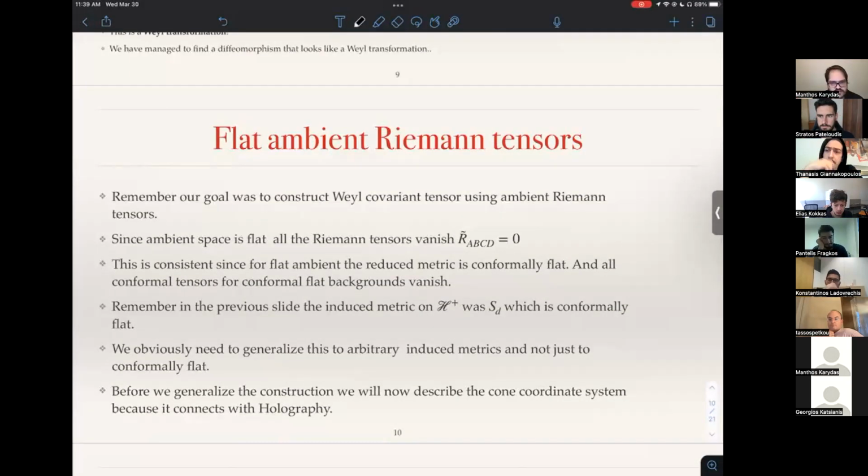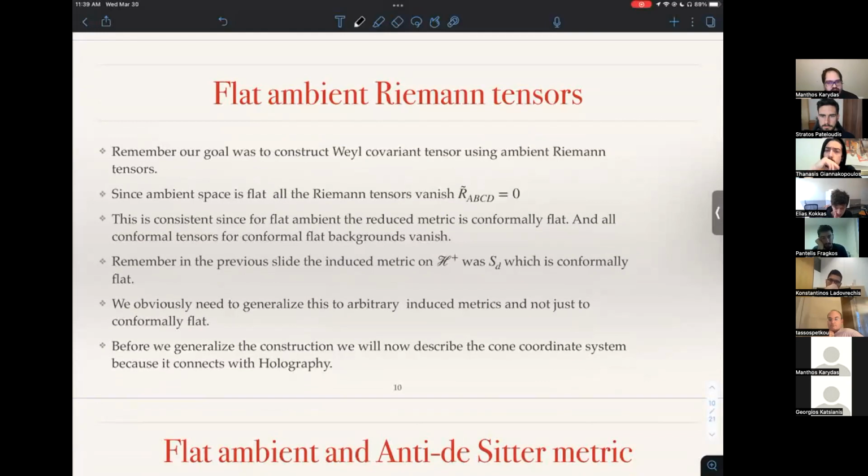Now we want to remember our goal was to find conformal tensors from ambient Riemann tensors. But since the ambient metric here is flat, we know the Riemann tensor vanishes, right? And that is consistent because, as I said just now, for the flat ambient metric we get the sphere, which is conformally flat. And all conformal tensors for conformally flat backgrounds vanish. So we get 0 from the ambient, but we're supposed to get 0 because the induced metric is just conformally flat.